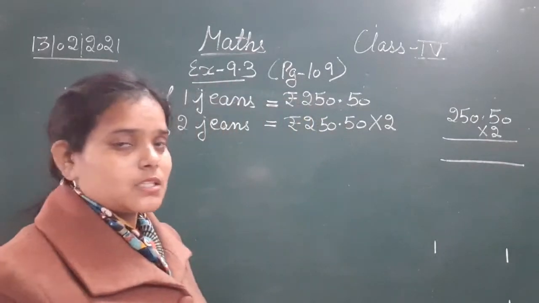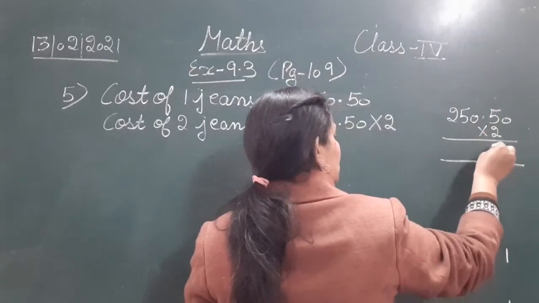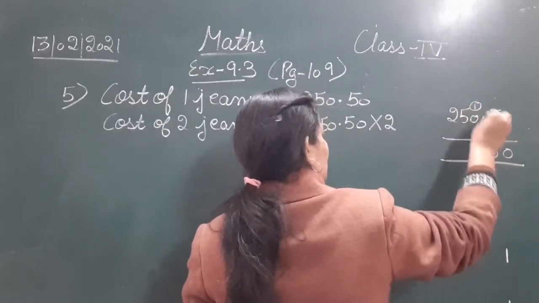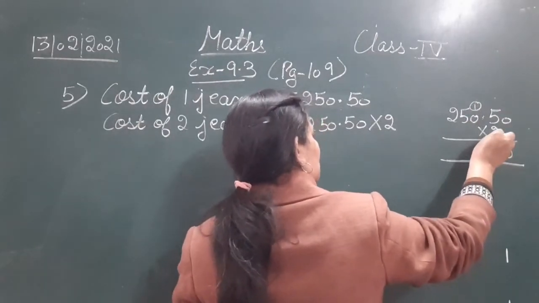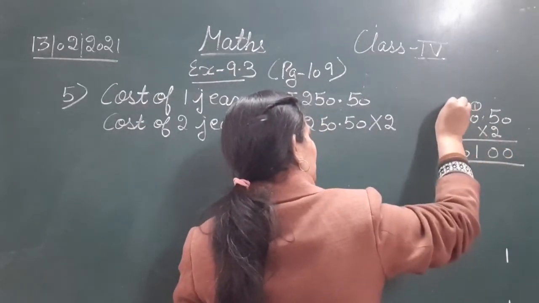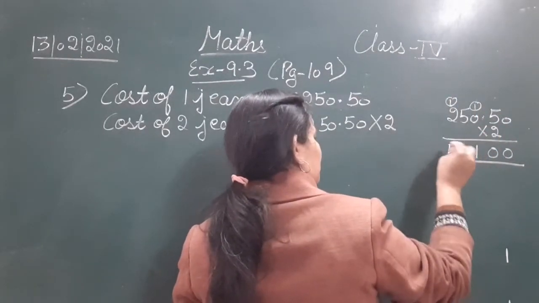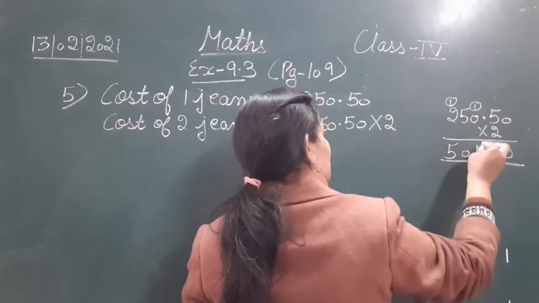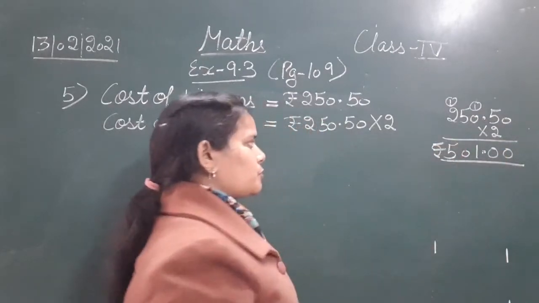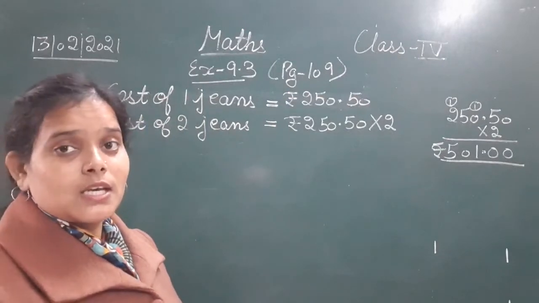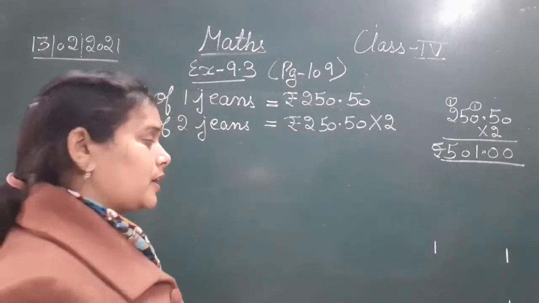So let's multiply it here. 2 zeros are 0, 2 5s are 10, 0, 1. 2 zeros are 0 plus 1, that is 1. 2 5s are 10, 0, 1. 2 2s are 4 plus 1, that is 5. After the decimal we have 2 digits, so here we will put the decimal, and that is the cost of 2 jeans, that is 501 rupees.